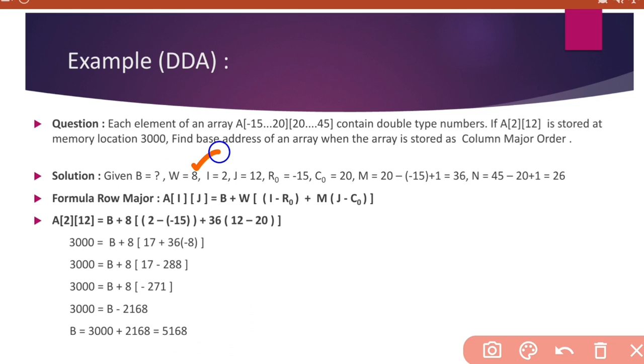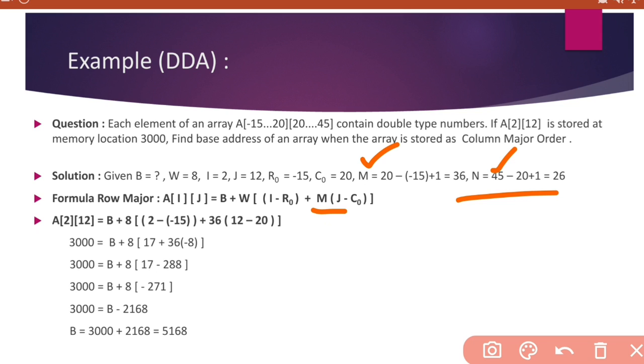And then width, see, it is a double type number, double has 8 bytes, that's why W is 8. I is 2, because here we have I2. J is 12, means here we have J12. R0 is minus 15, see, minus 15. C0 is 20, that's why we have 20. And then we are going to find M and N. It is required to find M only, but I am finding N also, so that if N comes sometimes, you know what you have to do.